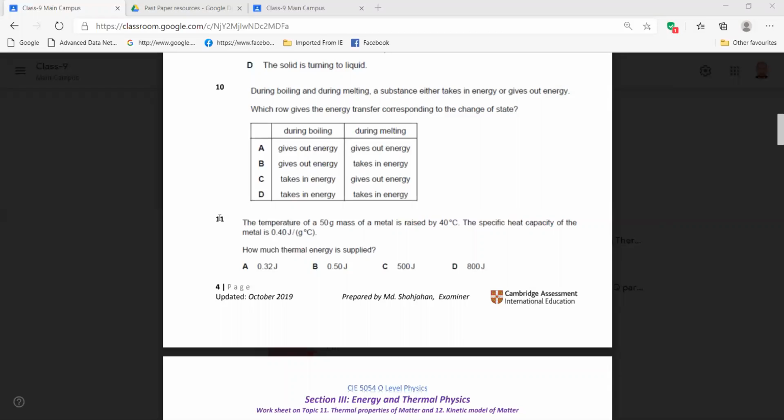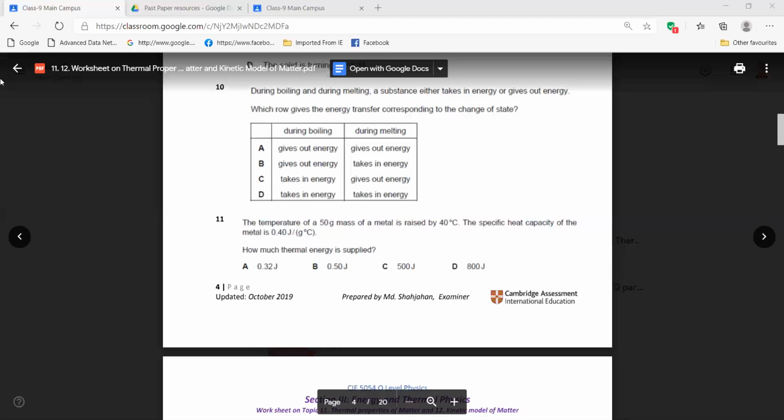So you are asked to find the thermal energy, right? That means you are asked to find Q. And you are given a specific heat capacity, small c, the mass 50 gram, and delta theta, 40 degrees Celsius. So you got all the necessary things to get Q, right?